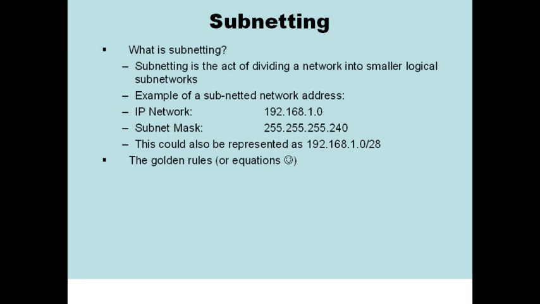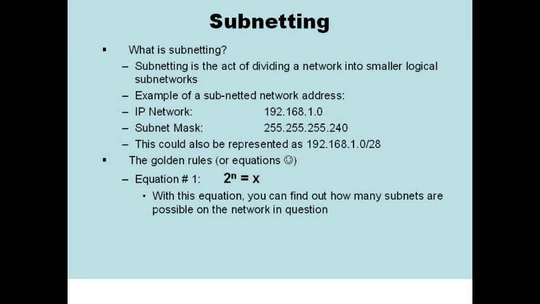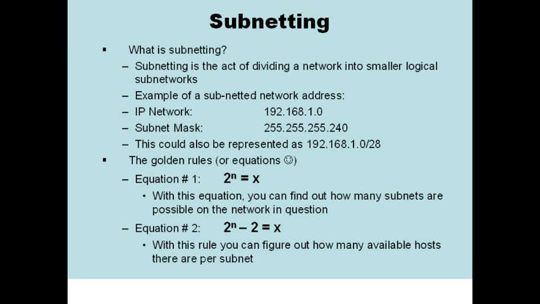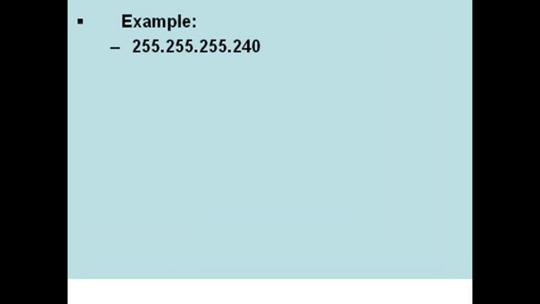Let's talk about the golden rules or equations I like to use. Equation 1, 2 to the n power equals x. With this equation, you can find out how many subnets are possible on the network in question. And equation 2, 2 to the n power minus 2 equals x. With this rule, you can figure out how many available hosts there are per subnet. Let's show an example of this.